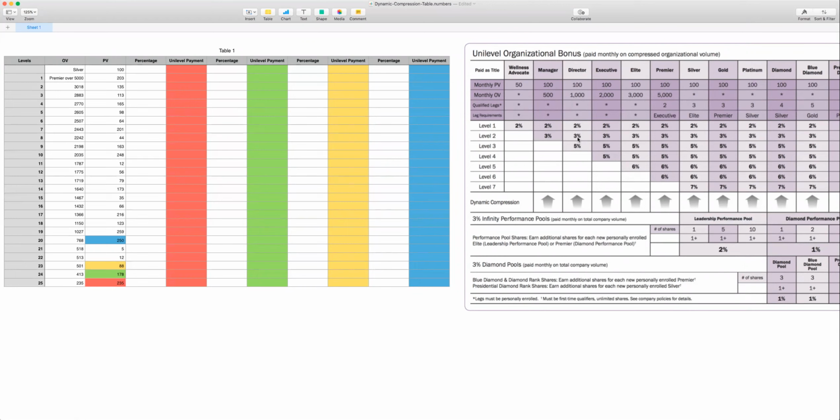Because dynamic compression, or unilevel, is paid upwards, not downwards, even though if you look at the purple table here, it might appear like it goes down. It actually gets paid upwards, and I'm going to demonstrate that to you today.